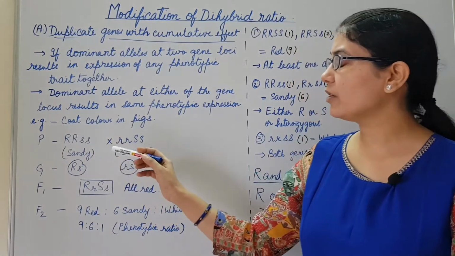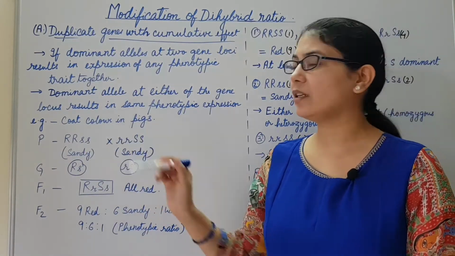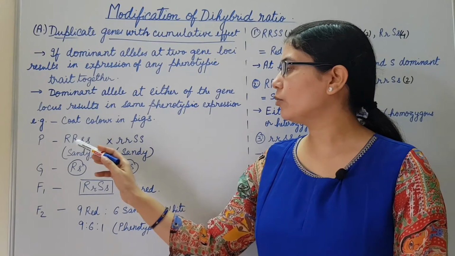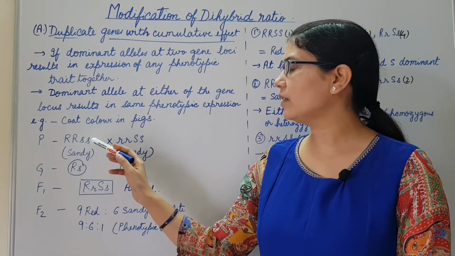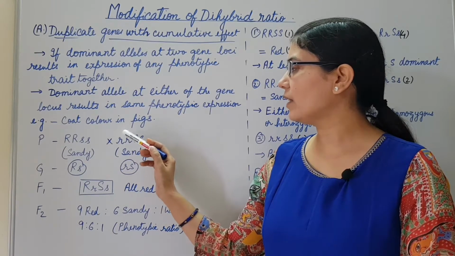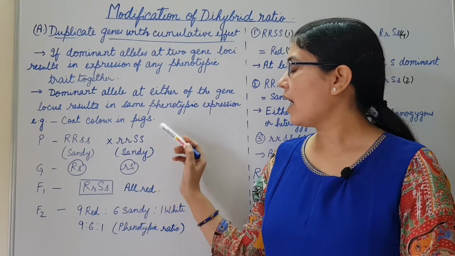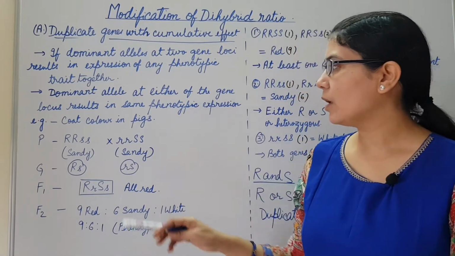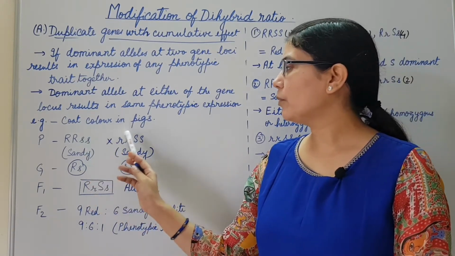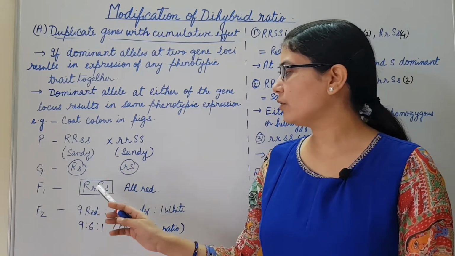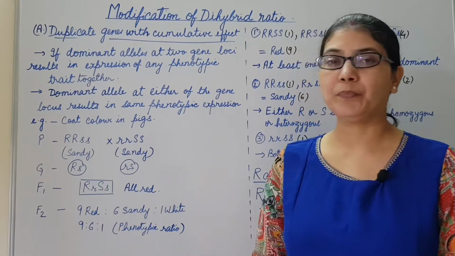The parental generation, both having the sandy coat color, is crossed. One has the dominant R allele in the homozygous condition and the recessive S allele in the homozygous condition, and the other has the recessive R allele in the homozygous condition and the dominant S allele in the homozygous condition. So each of them produces one type of gamete. Then these fuse and the F1 generation is all red.